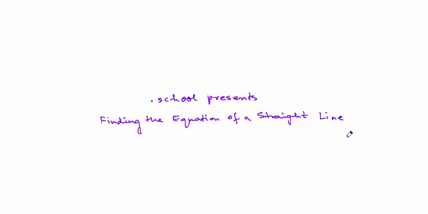DART skill presents finding the equation of a straight line. On the XY coordinate plane, if you look at any straight line, you can write down its equation in the slope-intercept form.